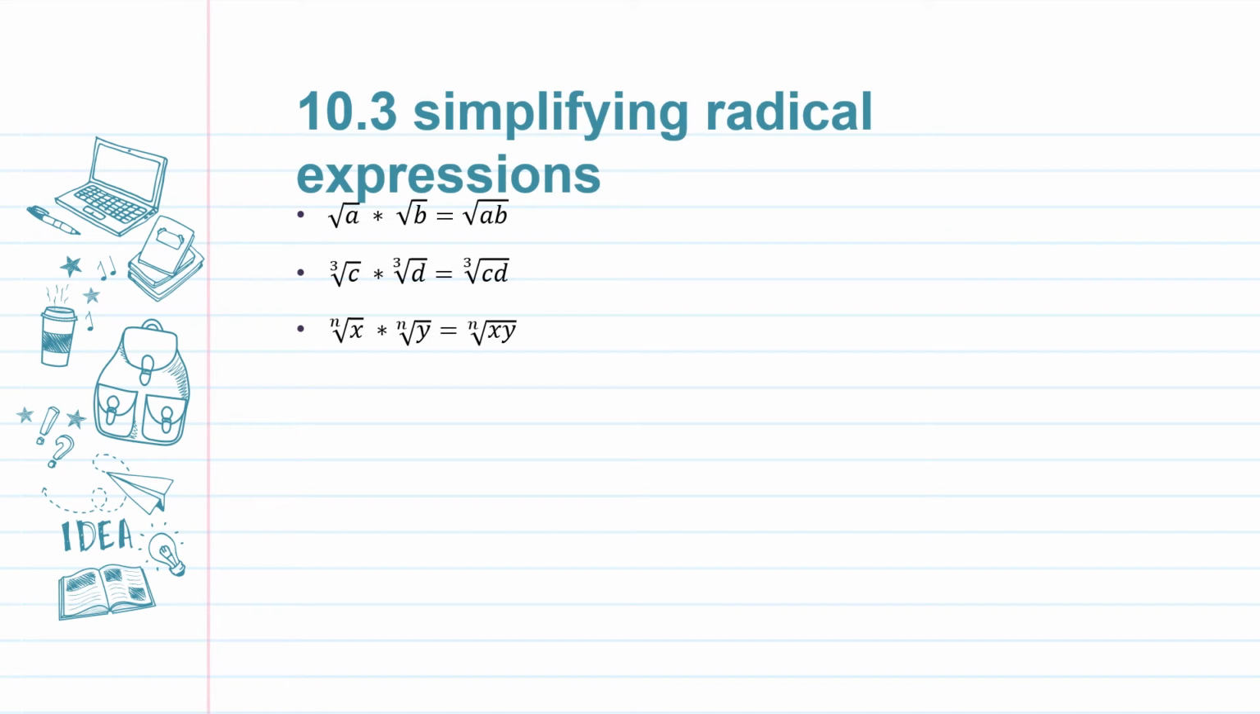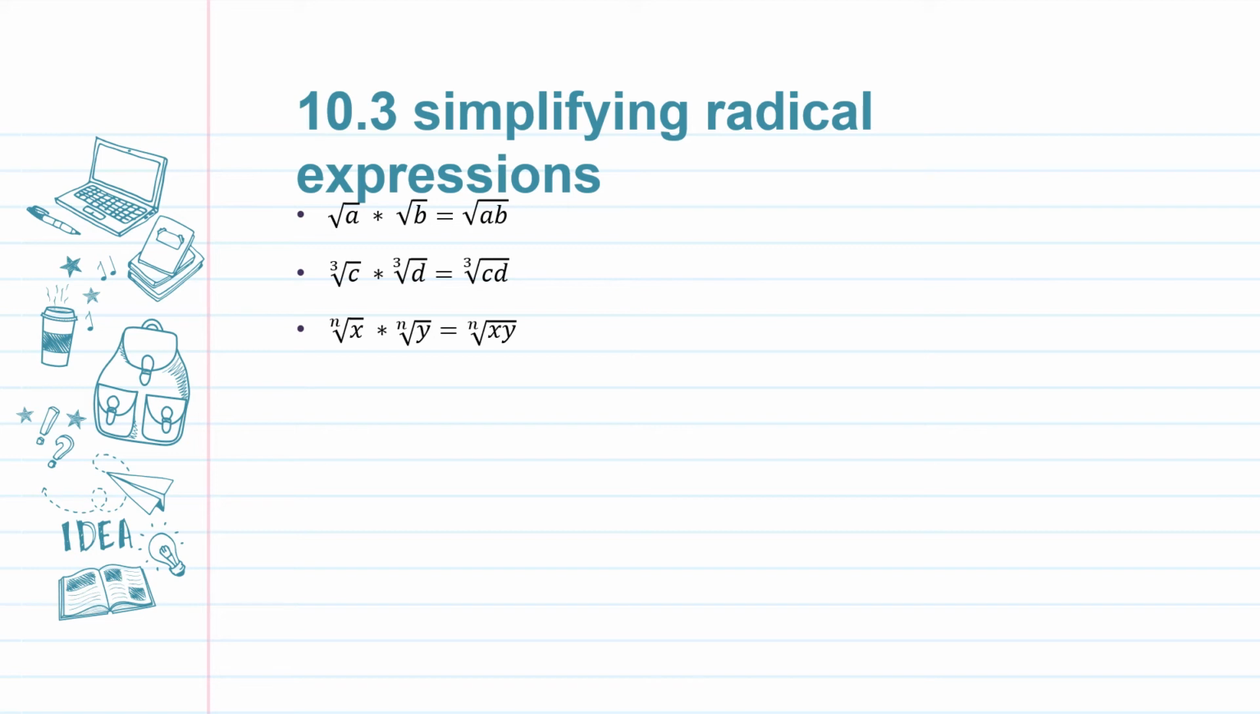10.3, simplifying radical expressions. So this is also very important. This is one of the most fundamental principles of multiplying radicals: the square root of a times the square root of b is the square root of ab. So anytime you're multiplying radicals that are alike, you multiply what's underneath, but the radical stays. So here, a times b is ab, and the radical stays.